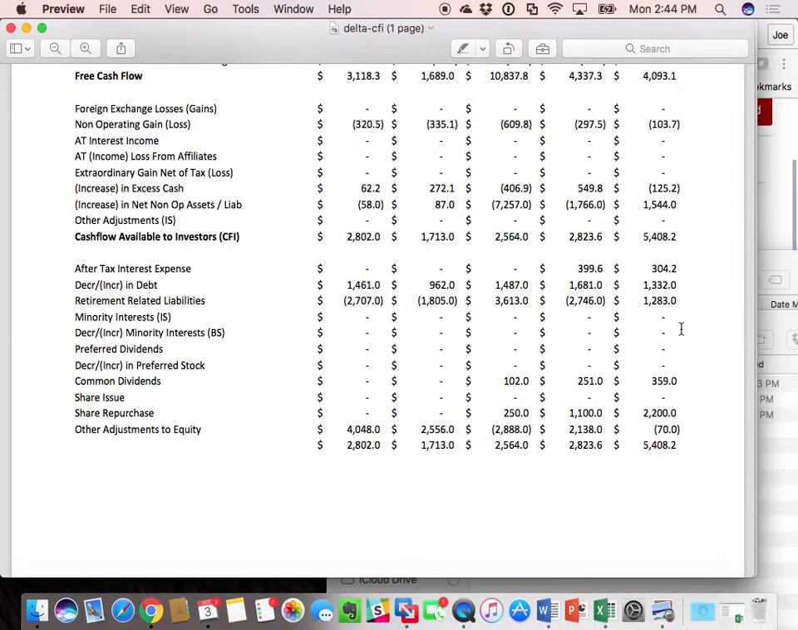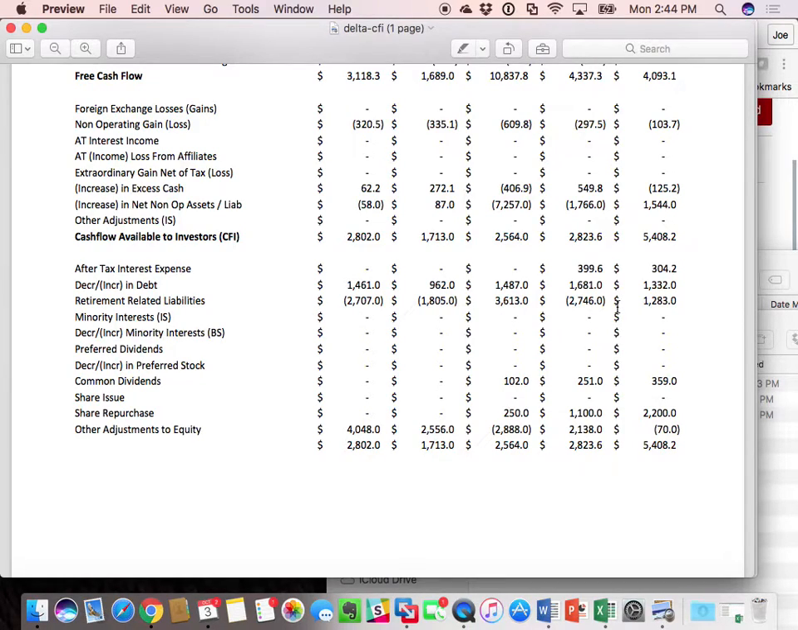But they had something, like I said, that happened in 2013, which we would want to figure out what that was. So there we got to read the 10-K, 10-Q, annual report, whatever, get some insight into what that was. But that aside, it's this row right here that tells me they're paying off a lot of debt. In fact, the next one down, retirement-related liabilities.